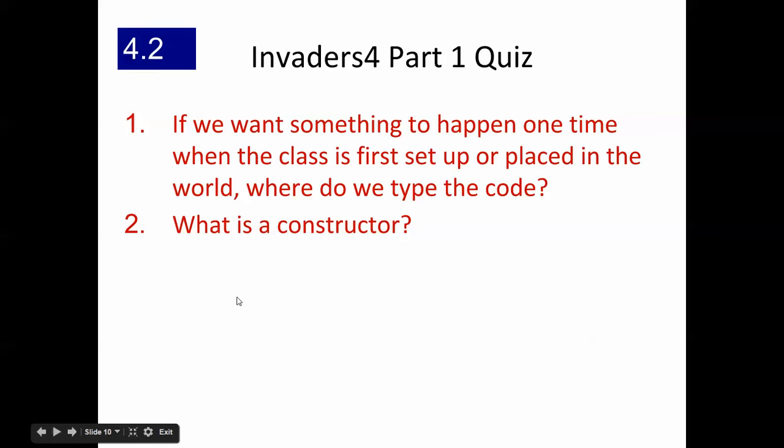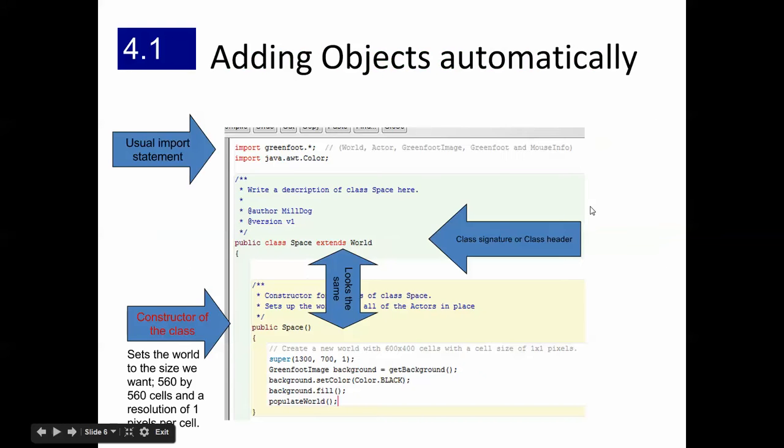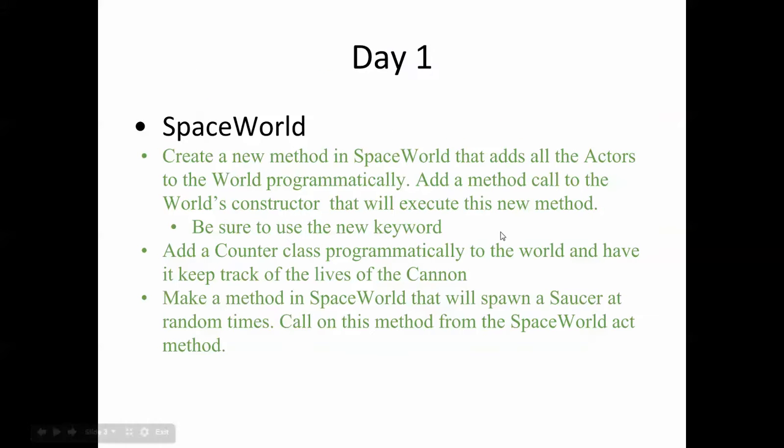There's our quiz, except hold tight on that quiz because we have something else to do, and I don't even remember what it is. Let's see what it is. Aha, make a method in Space that will spawn a saucer at random times. Okay, so we want, well, let's play the game here. Let's play the game and I'll show you what we want to do.